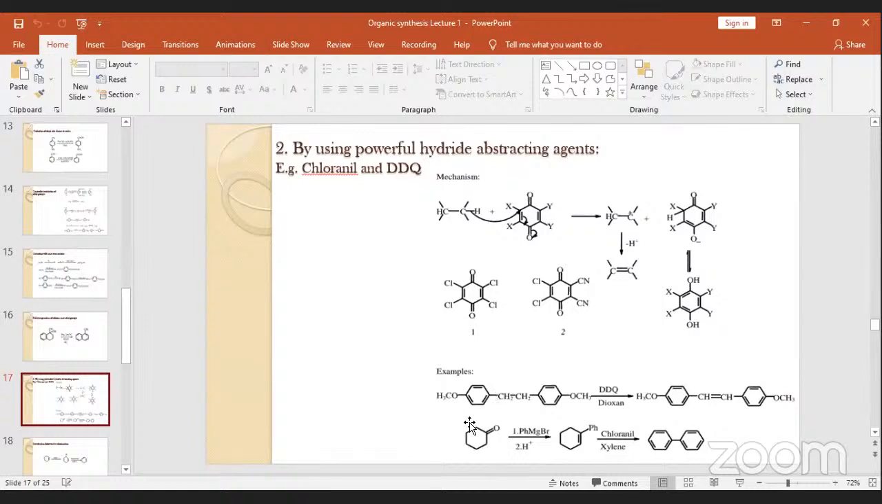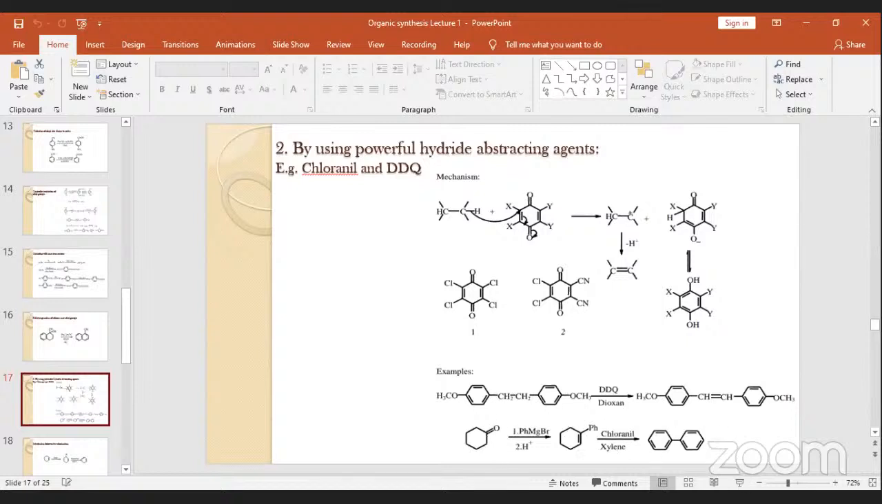Some examples I am showing you here. See here, two aromatic rings are there, one here, one here. Abstraction of hydrogen from this position is very easy. Once one hydride is abstracted, both being the same, you will get a carbocation here, a benzyl carbocation, which is again stabilized. So just treatment with DDQ gives you the corresponding doubly bonded product.